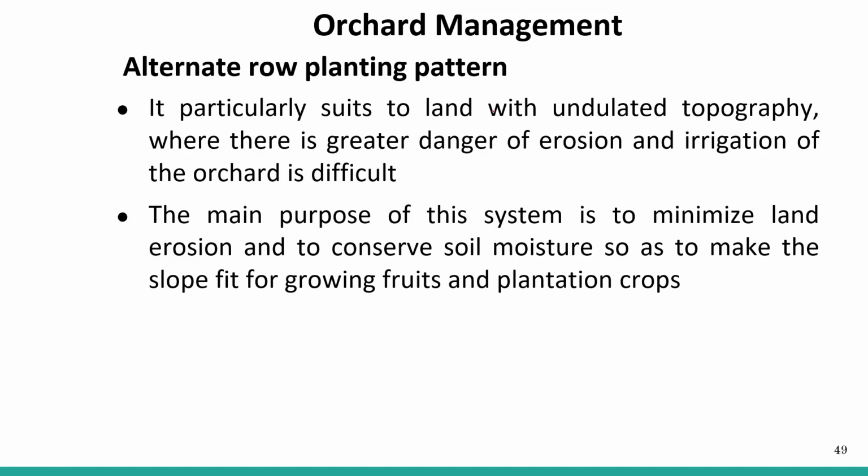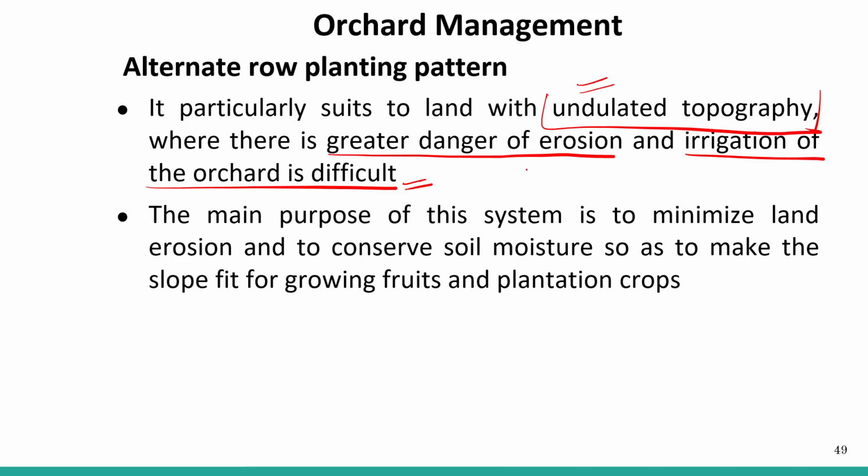It particularly suits land with undulated topography, not a plain type of topography, where there is a greater danger of erosion and irrigation of the orchard is quite difficult. In this scenario, irrigation is difficult and there is always a danger of erosion. So the main purpose of this system is to minimize land erosion.